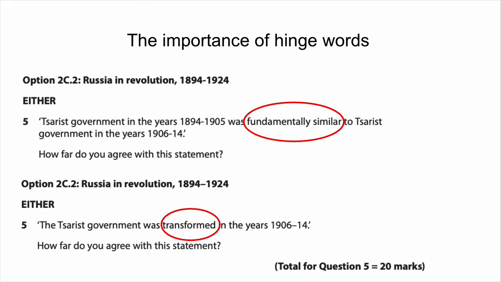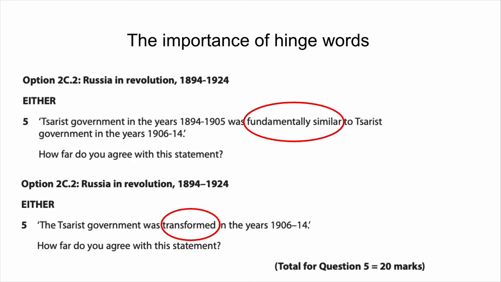So I'll go through this. The first question, Tsarist government in the years 1894 to 1905 was fundamentally similar to Tsarist government in 1906 to 14. And the next question, the Tsarist government was transformed in the years 1906 to 14. So in the first question, the hinge words are fundamentally similar. That's what your analysis should be focusing on and should be thinking about consistently throughout the essay. In the next question, it's the word transformed. So in both cases, for both essays, you should clearly define these words in your introduction and then use that definition to inform your line of argument.